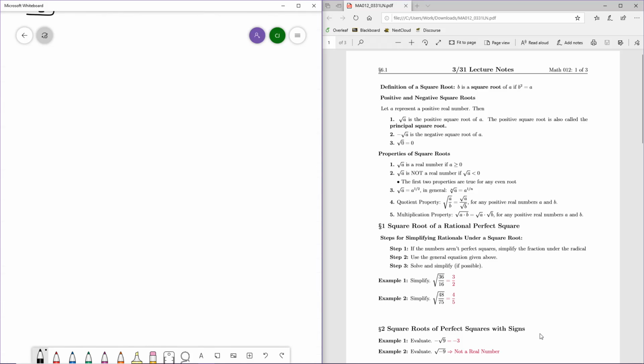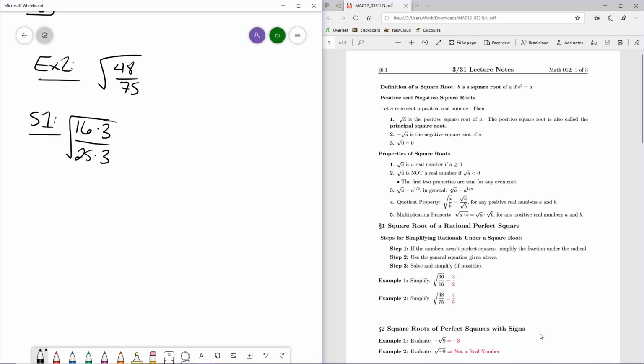Now, let's do example 2. Example 2 wants us to simplify the square root of 48 over 75. Again, with our steps, for step 1, if the numbers aren't perfect squares, we want to simplify the fraction under the radical. 48 isn't a perfect square, and 75 is also not a perfect square. So I'm going to simplify it. For 48, the first perfect square is 16, and 16 times what is 48? That's 3. And for 75, it's going to be 25 times 3.